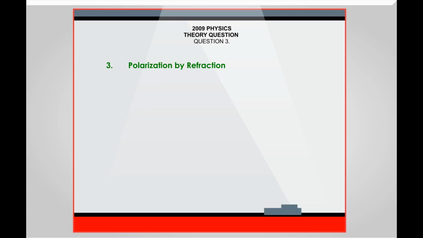Polarization by refraction. Polarization can also occur by the refraction of light. Refraction occurs when a beam of light passes from one material into another material. At the surface of the two materials, the beam changes its direction. The refracted beam acquires some degree of polarization. Most often, the polarization occurs in a plane perpendicular to the surface.